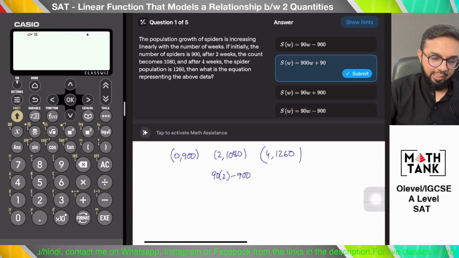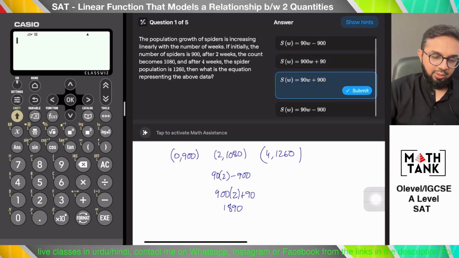Let's check if 900 times 2 plus 90 gives me 1,080. No, it doesn't give me 1,080. It gives me 1,890. So that is also not the correct answer. This should then be the correct answer.